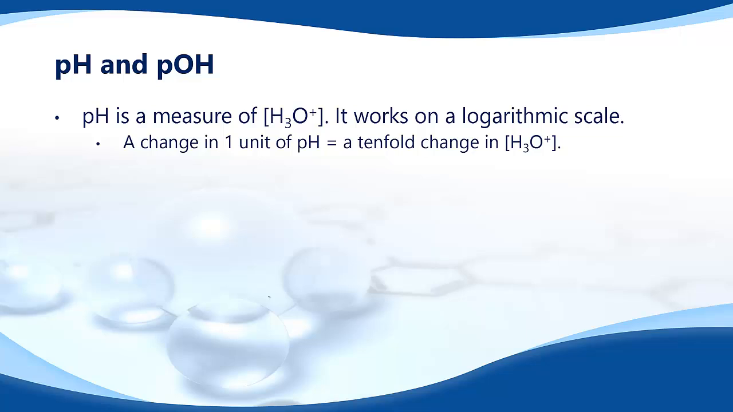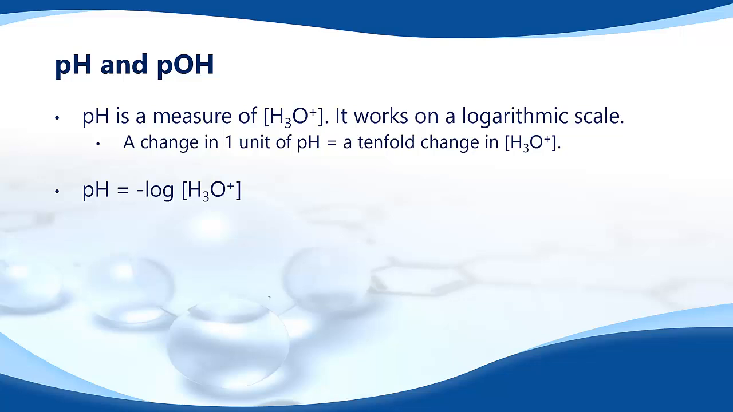Right, so something that has a pH of 1 is 10 times more acidic than something that has a pH of 2, and 100 times more acidic than a pH of 3. The equation we're going to look at is the pH is equal to the negative log of H3O plus, or you can say negative log of H plus.